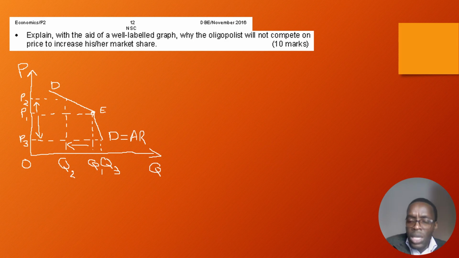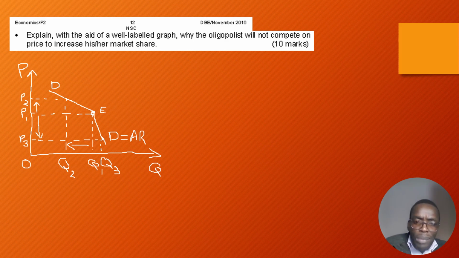Why is that so? It is so because even the other firms might also reduce their prices even more, resulting in what is called price wars, where firms that operate in an oligopoly market are going to be competing against each other on the basis of lowering prices. Okay, now this is what we are talking about.